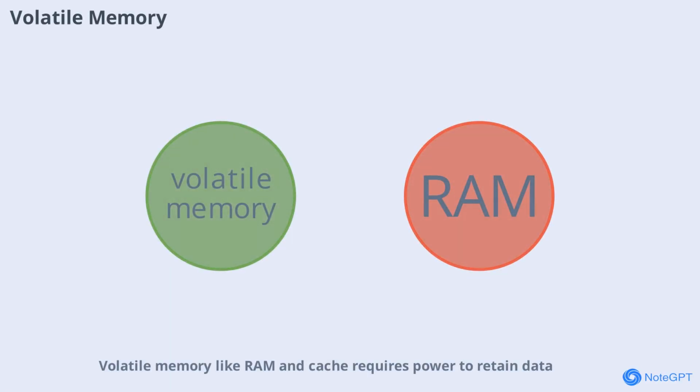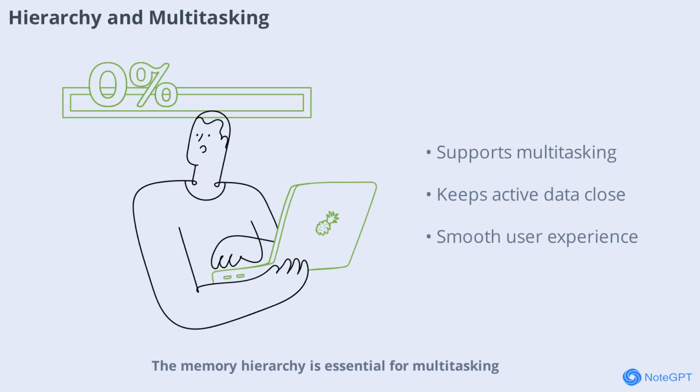Volatile memory, like RAM and cache, requires power to retain data. When the computer is turned off, all information stored in volatile memory is lost. This type of memory is used for temporary storage of active data and instructions, providing the speed necessary for smooth computing. Memory hierarchy is essential for multitasking.